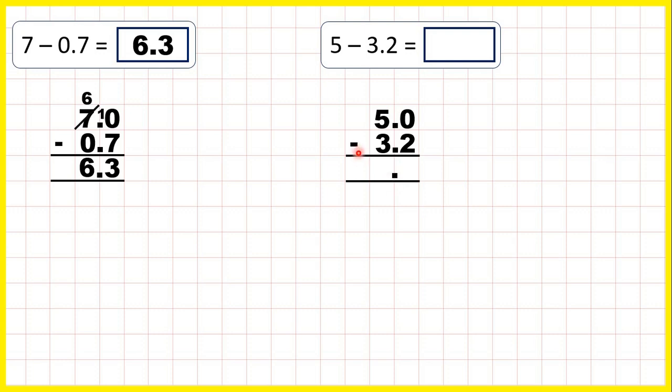Now we can use column subtraction. So we can't do 0 minus 2 using the column method, so go to the left, 1 less, 1 in front. 10 minus 2 is 8, and 4 minus 3 is 1, so our answer is 1.8.